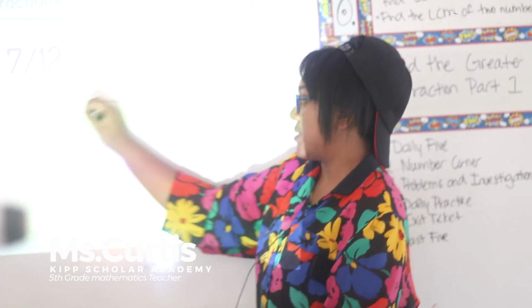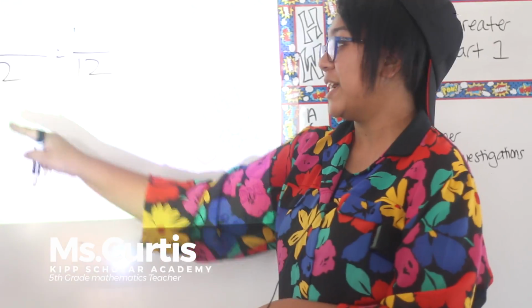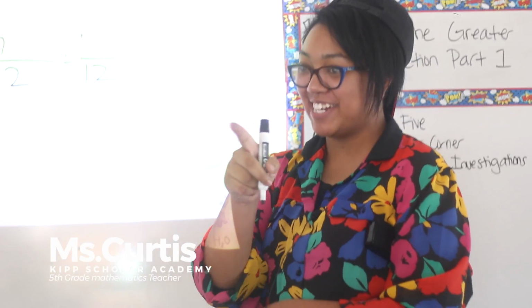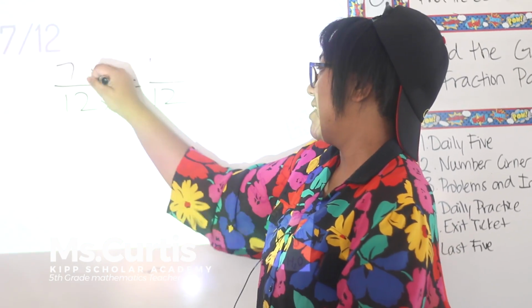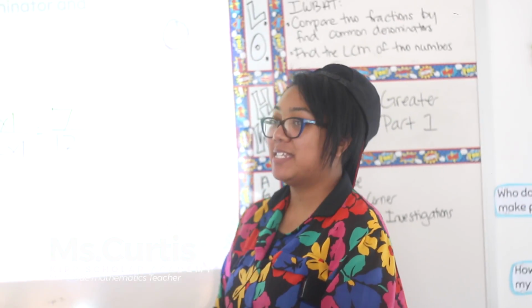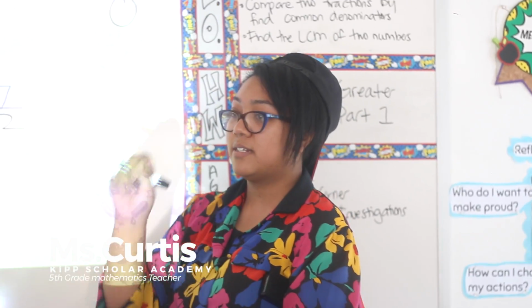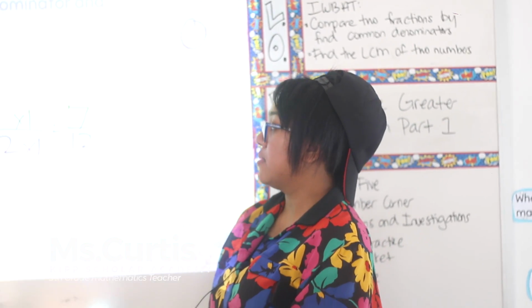All right, now 7/12. What do I have to multiply 12 by to get to 12? DeAndre? 1. And so then class, 7 times 1 is? 7. Okay. All right, we have our new fractions, 9/12 and 7/12. Which one's greater? Jason Miguel? 9/12 or 3/4 would be greater.